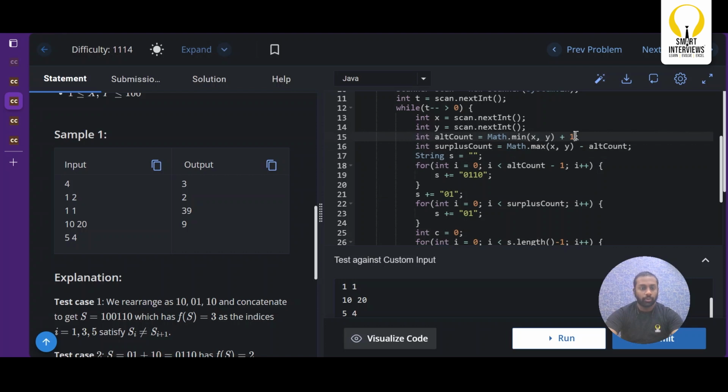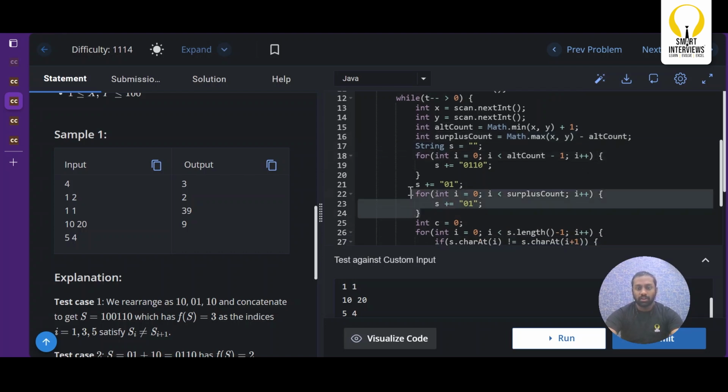Alt count came out to be 1 plus 1, that is 2. Surplus count came out to be max of 1 comma 1 is 1, minus 2 is minus 1. That is, this loop is running for minus 1 times. And secondly, this first loop is running for alt count minus 1 times, that is 0 1 1 0 gets appended once. And after that, I am doing this by default.